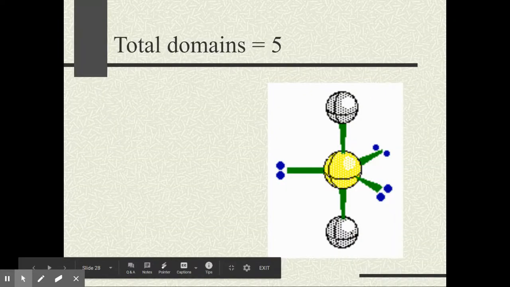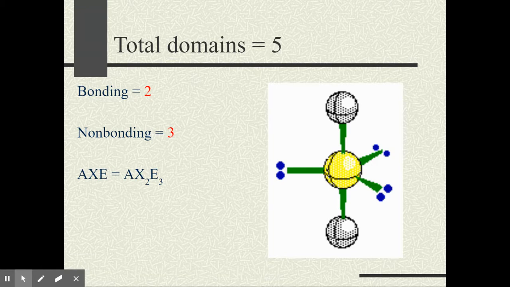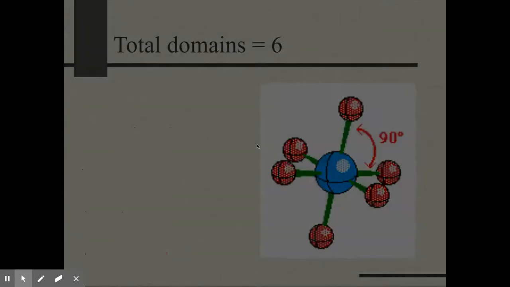So we're going to take another one off, and maybe you can guess what this structure looks like. We have 2 bonding, AX2E3, and we have a linear shape. So you can actually have linear with all these 5 domains. Bond angles are easy, 180.